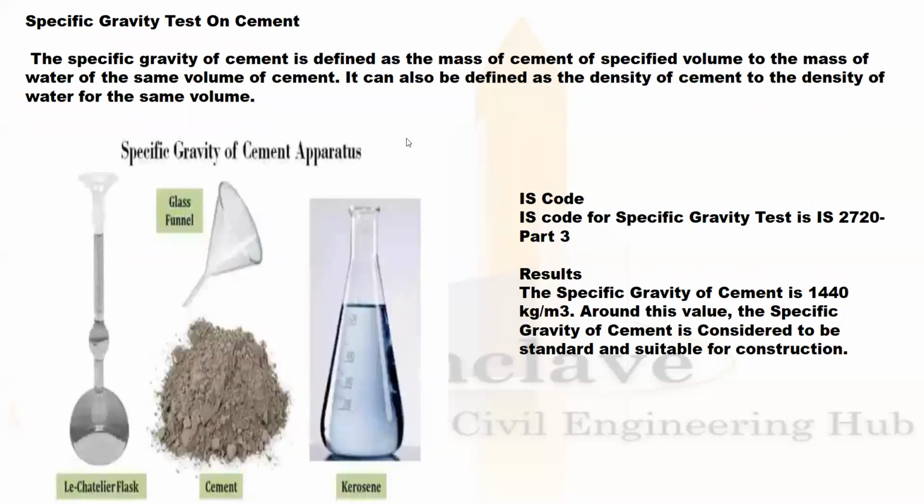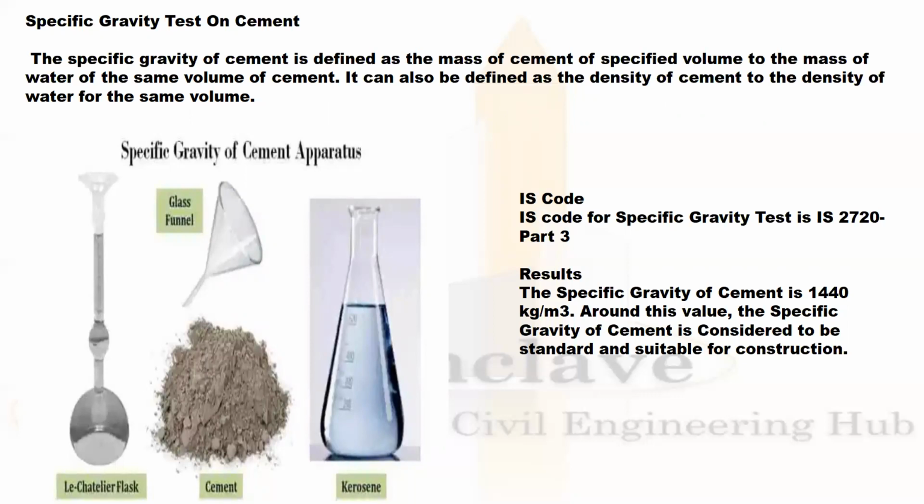Specific gravity. The specific gravity of the cement is defined as the mass of the cement of a specified volume to the mass of the water of the same volume. It can be defined as the density of the cement to the density of the water.